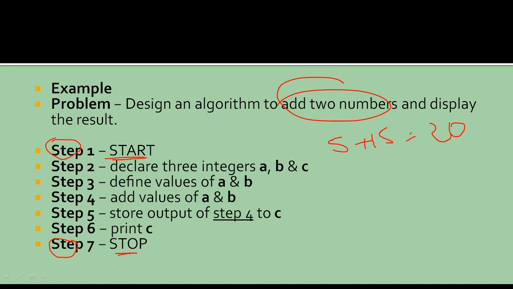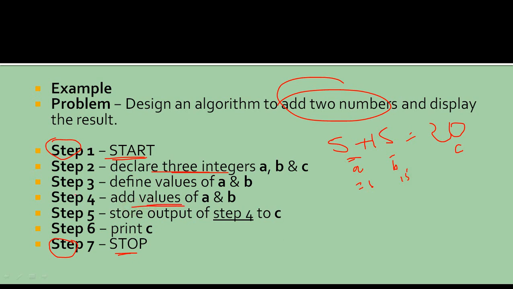Step 1 is start. Then we have to declare the values. The first one is A, this becomes your B, and this becomes your C. So there are three integer values. Then define the values of A and B. A becomes 5, this is my declaration. B becomes 15, this is my declaration also.